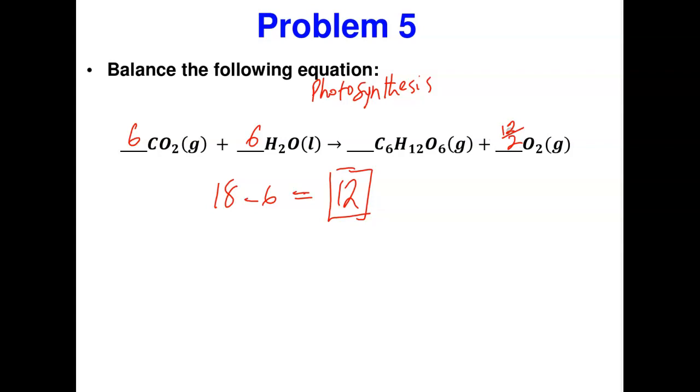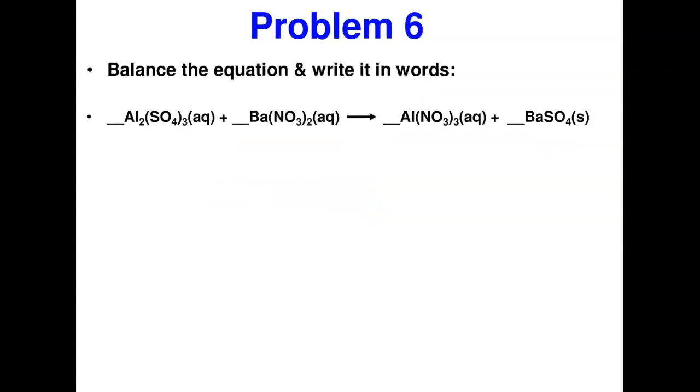So I'm going to go back. I'm going to take this away, and then I'm going to add 6 to this. So now the equation is balanced. Since I didn't add anywhere here, I'm going to put 1 here. This is how you balance the reaction of photosynthesis. We go to the next problem.